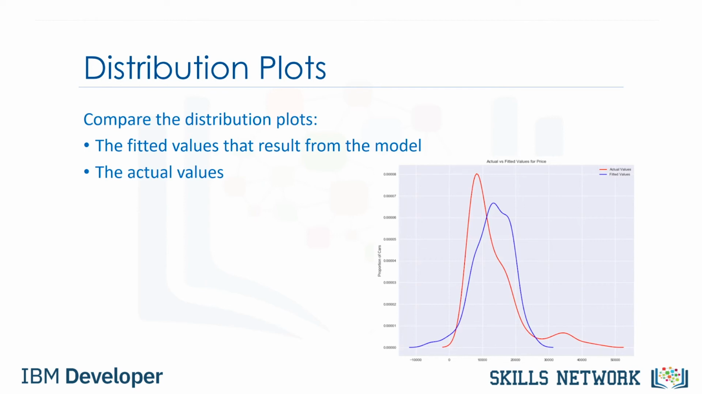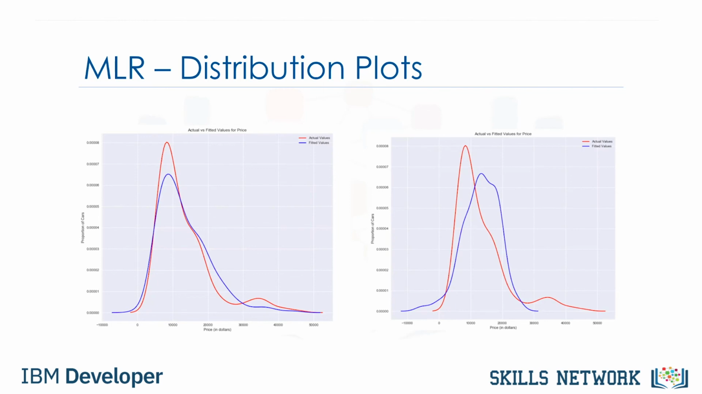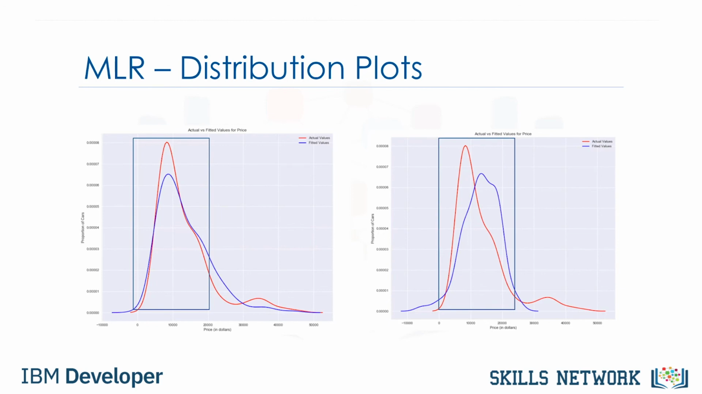The dependent variable or feature is price. The fitted values that result from the model are in blue. The actual values are in red. We see the predicted values for prices in the range from 40,000 to 50,000 are inaccurate. The prices in the region from 10,000 to 20,000 are much closer to the target value. In this example, we use multiple features or independent variables. Comparing it to the plot on the last slide, we see predicted values are much closer to the target values.